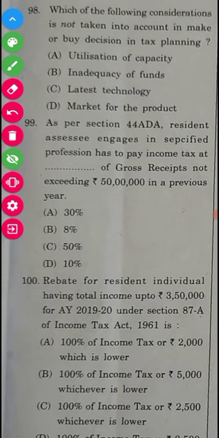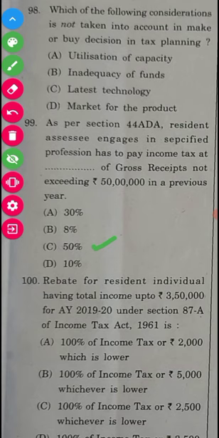While moving to 99, as per section 44ADA, a resident assessee engaged in specified profession has to pay tax on income at the rate of 50% of gross receipts not exceeding rupees 50 lakhs in a previous year. So option C is the correct answer.